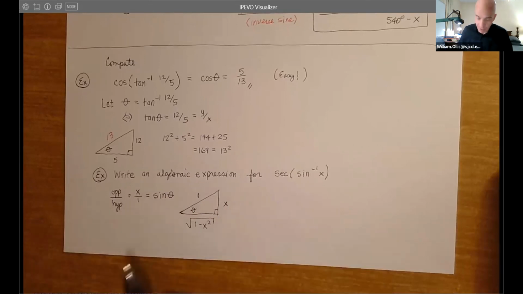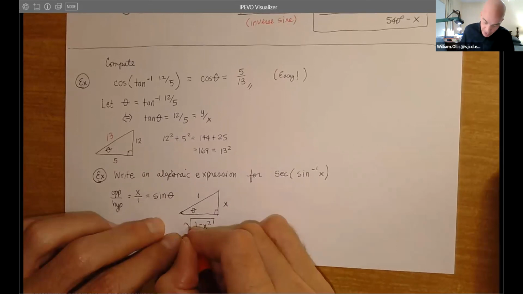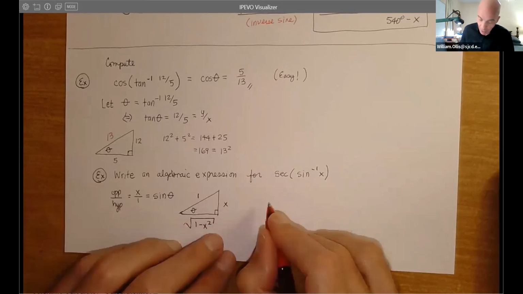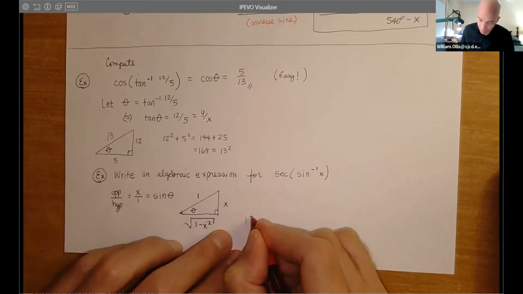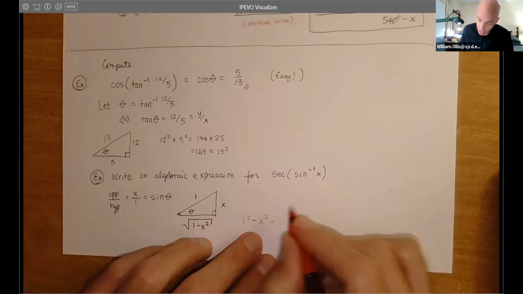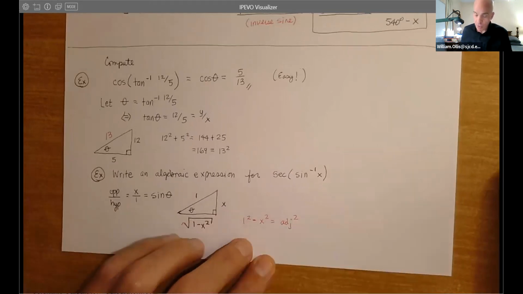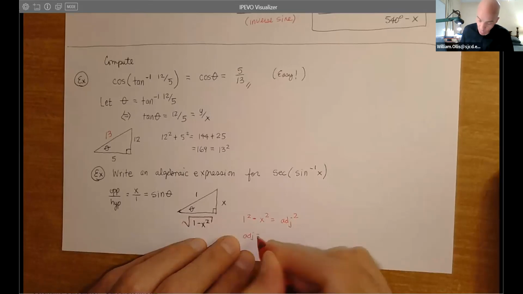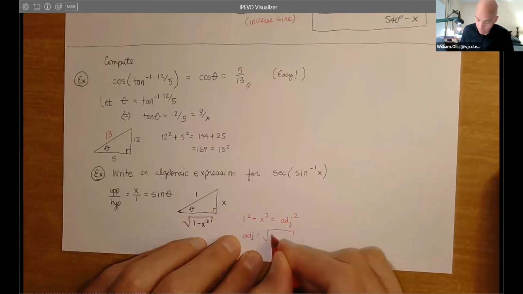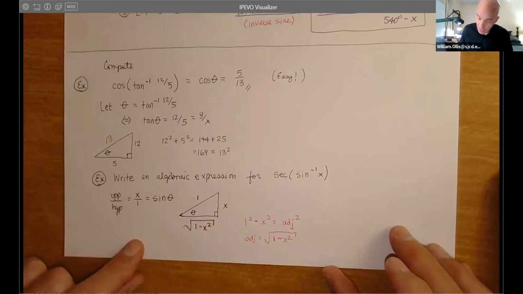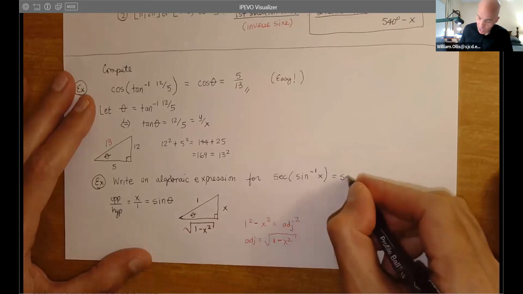So this really, let me just kind of outline this in red, since that's what we came up with, like we came up with the 13 there. So this is basically 1 squared minus x squared. In this case, it is the adjacent side squared. And so we select the positive square root. So the adjacent side will be the square root of 1 minus x squared, right there. So now we're done. This is so simple, I should have started with this.